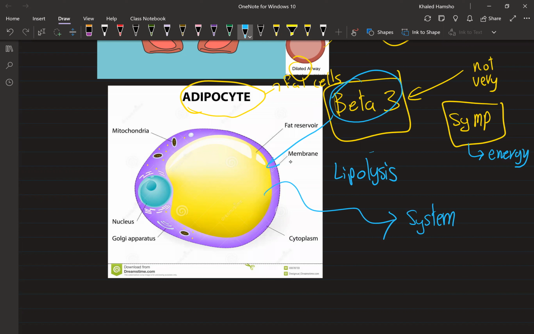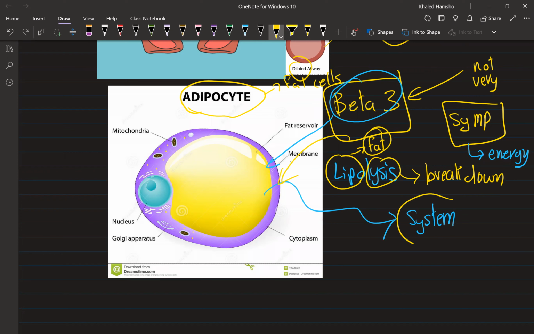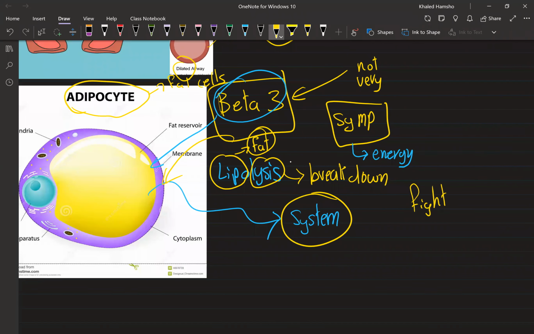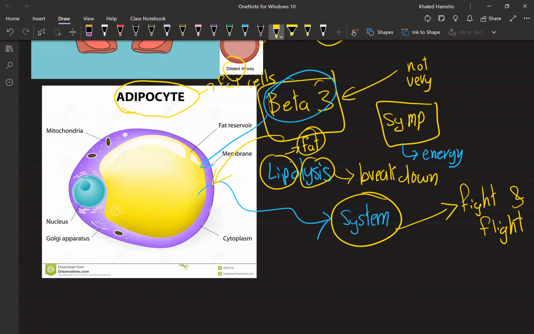You don't need to know the details of this. Lipo means fat, and lysis means breakdown, so breakdown of fat. It causes the fat breakdown, and it's released into the system because your system is in fight or flight response. Your stress and adrenaline are high, you're running away from something, you need energy, and this energy comes from these beta 3 receptors.